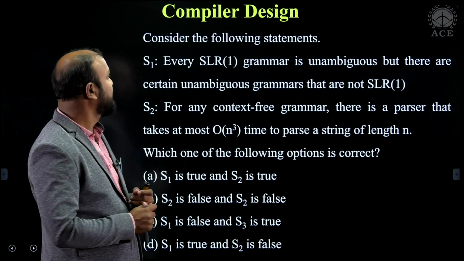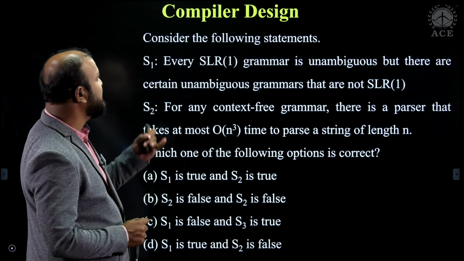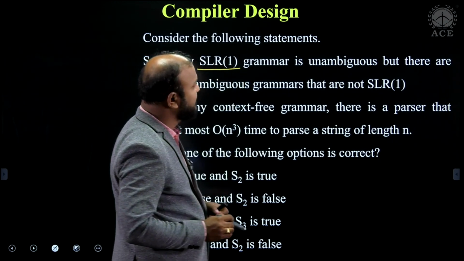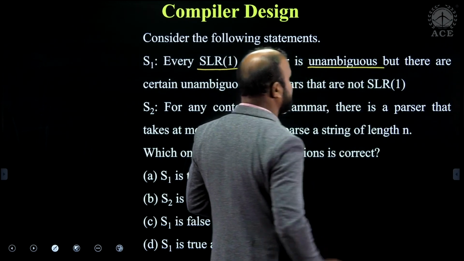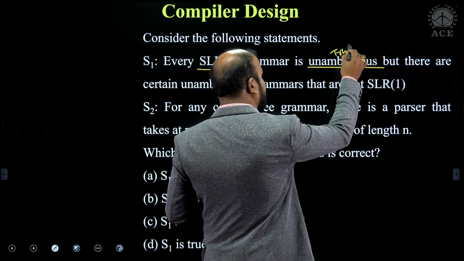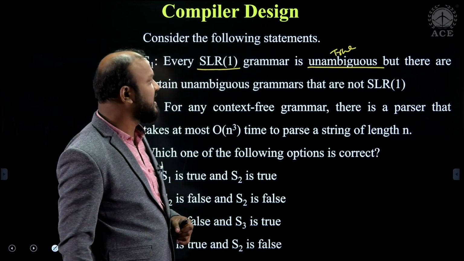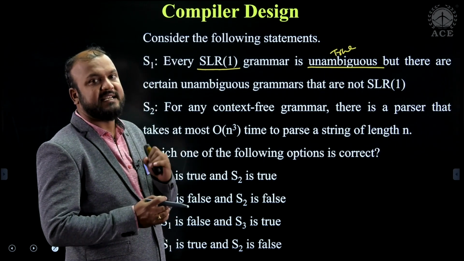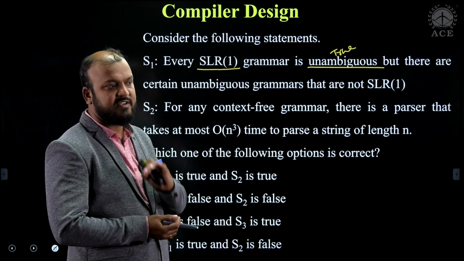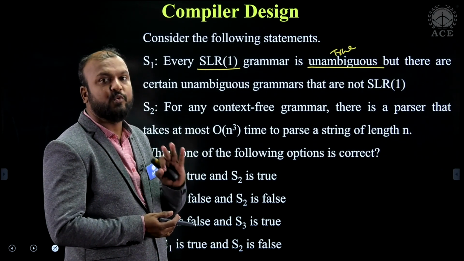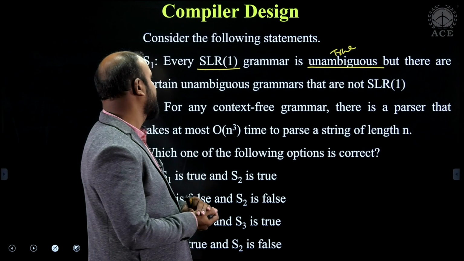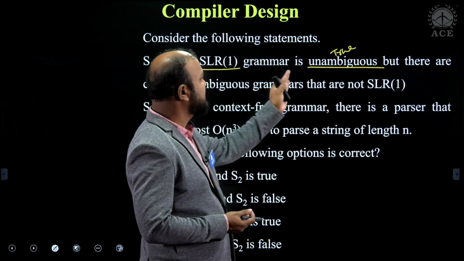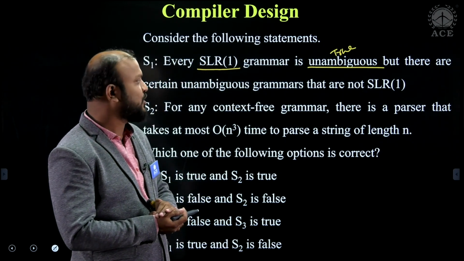Coming to the third question. Consider the following statements. Every SLR(1) grammar is unambiguous. It is a true statement. Why? Because no ambiguous grammar is accepted by LR(K) parsers, which means all LR parsers will accept only unambiguous grammars. Now SLR(1) is a class of LR(K) parsers which is going to accept only unambiguous grammars. This statement is true.